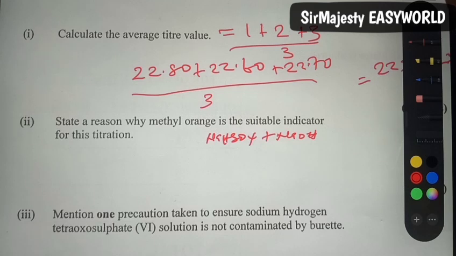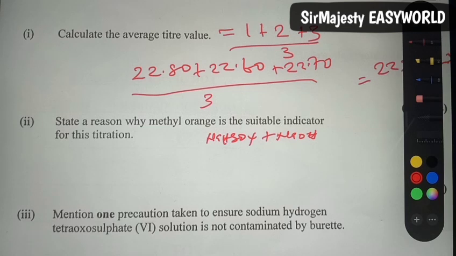Remember, phenolphthalein is used when the acid is weak, of course, and the base is strong. But when we have a weak base and a strong acid, methyl orange applies because of its transition range. That of phenolphthalein is higher, above 6, but that of methyl orange is within 4 point something, which means it is good for titrating between a strong acid and a strong base. So that NaHSO4 stands there as a strong acid, though it's an acid salt.